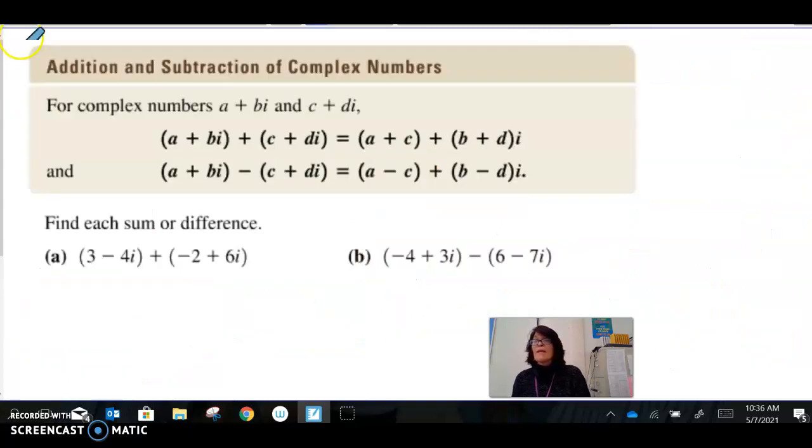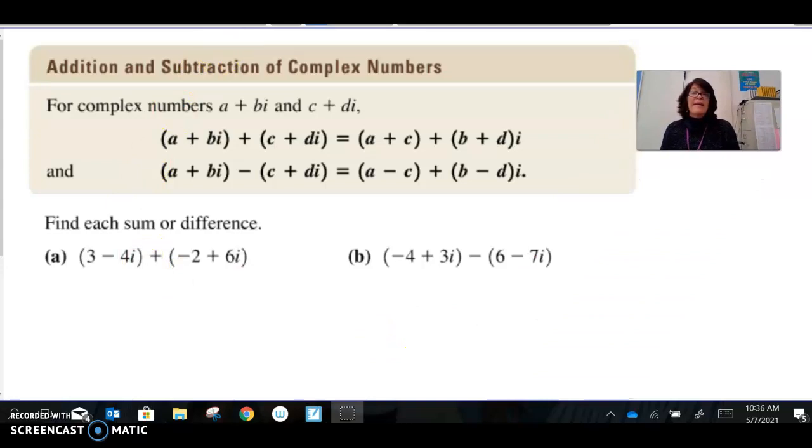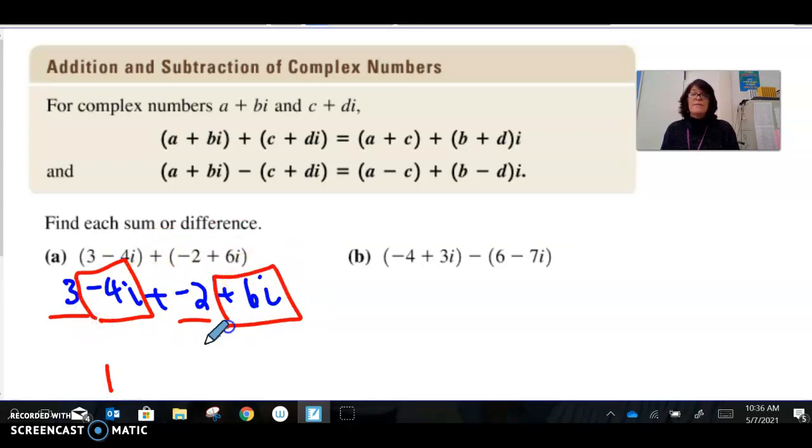Okay? When we add and subtract, we simply add the real parts and add the imaginary parts. I think of it as combining like terms. I literally think of the i as a big fat x. So I'm like, this is 3 minus 4i plus negative 2 plus 6i. I drop the parentheses because I was adding. There's nothing to distribute. So I add these together, and I add these together. 3 plus negative 2 is 1. Negative 4i plus 6i is positive 2i.